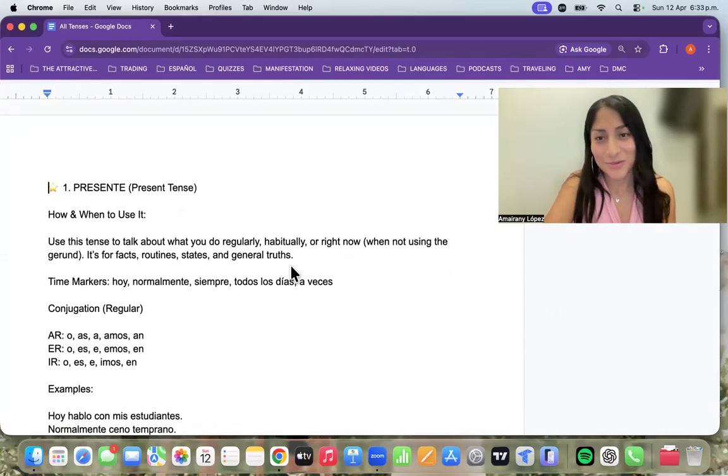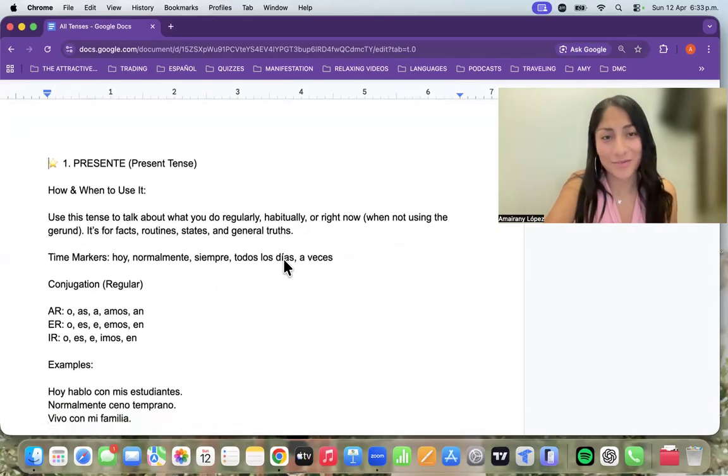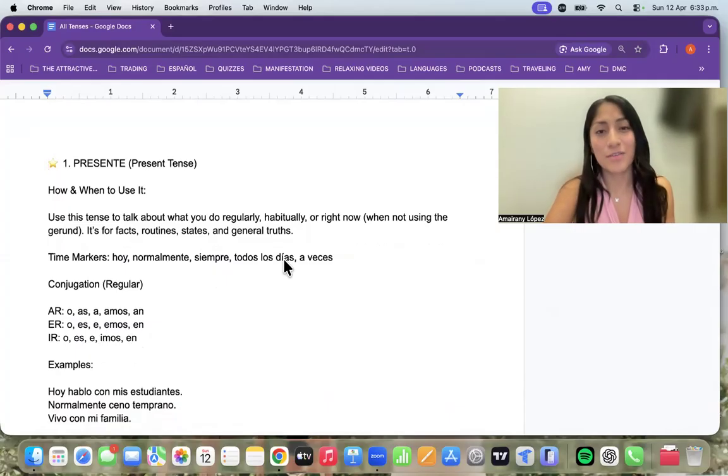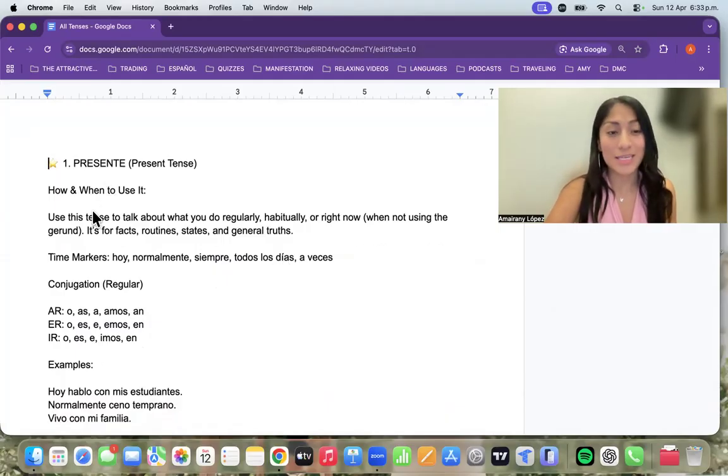Maybe all of these different words don't mean anything to you and you don't really know how to use that or when to use that or what they even mean. So first of all, I'm going to explain to you what each and every one of these tenses mean. And I am going to show you exactly how and when to use them, okay?